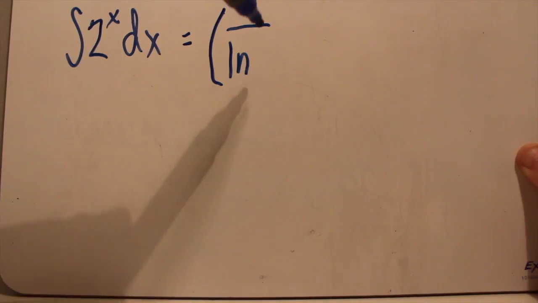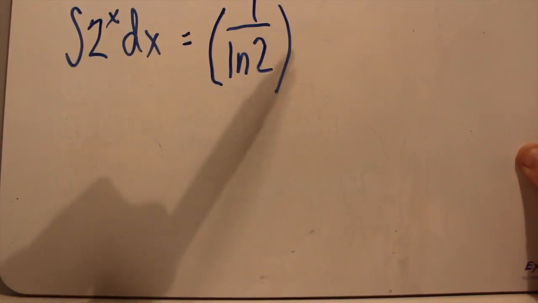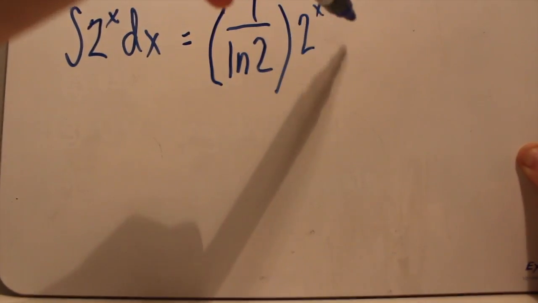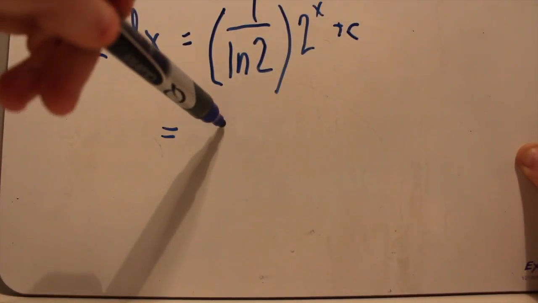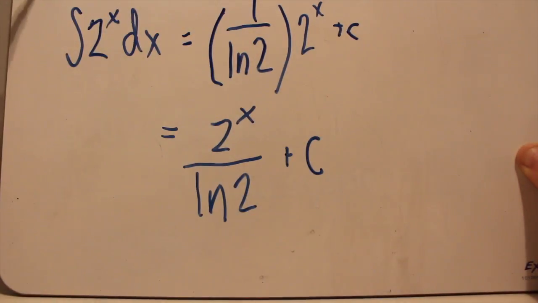So here's just a simple example where the integral of a to the x is just 1 over ln of a times a to the x plus c. So this is just one of those where you need to know the formula.